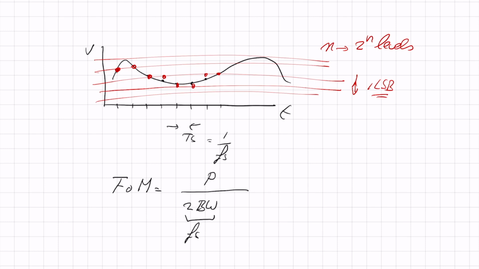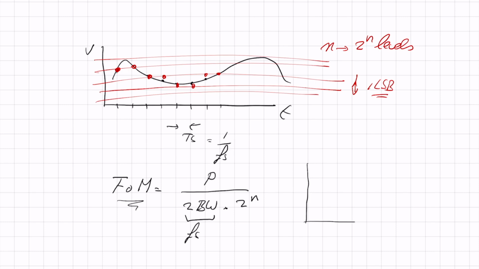Because of Nyquist, you need a sample rate of 2 times the bandwidth, and then times the number of levels, so 2 to the power n. And this figure of merit is a nice number to compare analog to digital converters. And that means that if you want to increase the bandwidth at the fixed power, you will lose bits. So there's this trade-off. And we can plot this in a nice plot.